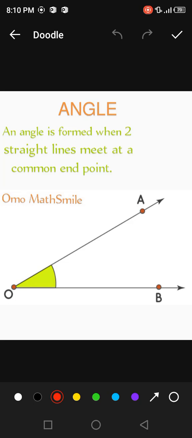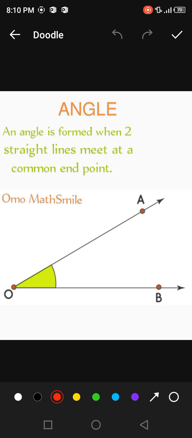So today I'll be explaining the topic angles. What is an angle? First, we need to know where the name angle comes from. The word angle comes from a Latin word named angulus, meaning what? It means corners. So angle is from the Latin word angulus, meaning corner.